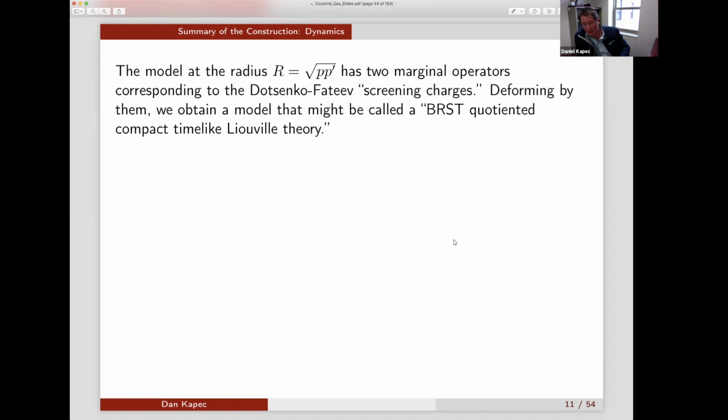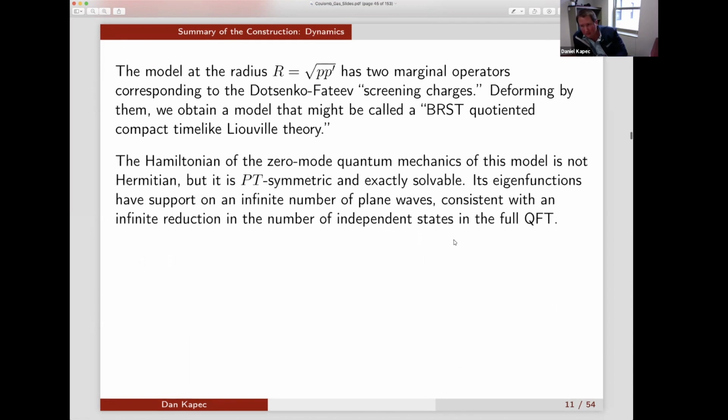So if we deform by them, we get something that looks, at least formally, like a BRST quotiented compact time-like Liouville theory. It actually will have many interesting but pretty non-standard properties. So for instance, one way to try to understand the dynamics is to look at the zero-mode quantum mechanics. And there you will see immediately that the Hamiltonian is not Hermitian, but it actually does turn out to be PT symmetric and exactly solvable.